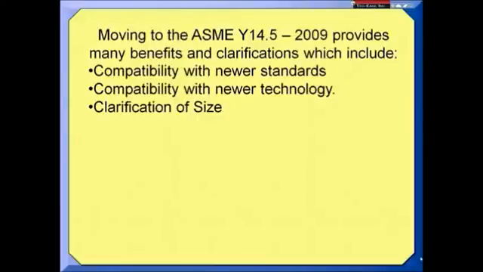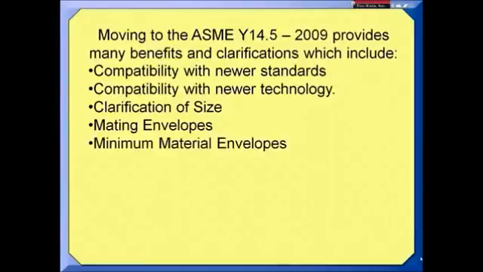There's many types of size, from local size to the size of the actual mating envelope. Mating envelopes have been expanded, so it's easier to understand whether you want a related or unrelated envelope when you're trying to establish a center to establish a datum, or when you're controlling the center axis or center plane of a feature. And the same is true for minimum material envelopes where least material condition is applied.